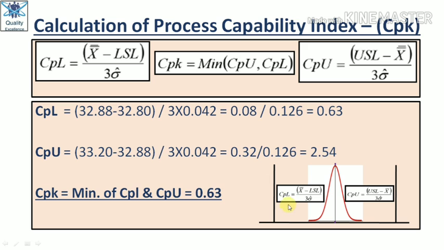What does it mean? CPL is the lower capability. It means that our process mean is lying somewhat on the left side, nearer to the lower specification limit. So that is the reason why it is considered as CPK. I hope it is clear now.